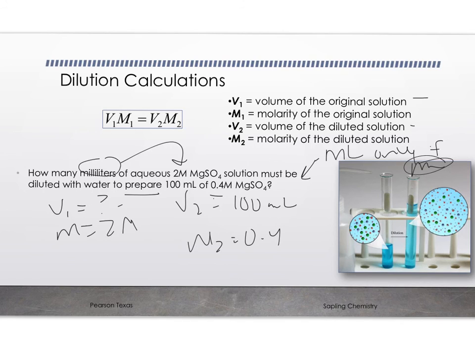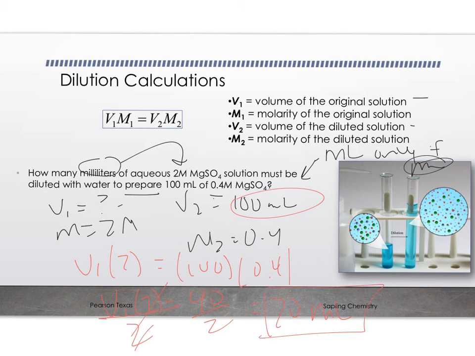So plugging our variables into the formula, we have V1, which we're going to identify as just writing the variable, times 2 is going to be equal to V2 of 100 milliliters times our M2, 0.4. So 100 times 0.4, we get 40, and then we have V1 with a 2 next to it. So then to isolate V1 by itself, we need to divide both sides by 2. So 40 divided by 2, we end up with 20, and the unit needs to be consistent with the unit of the other volume, which is 20 milliliters.